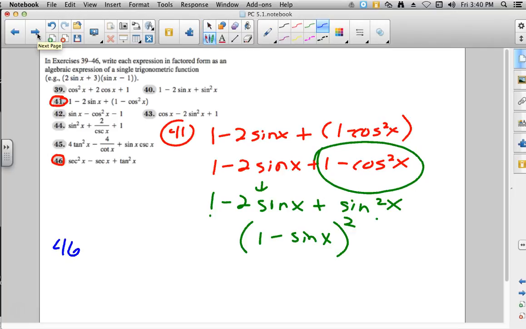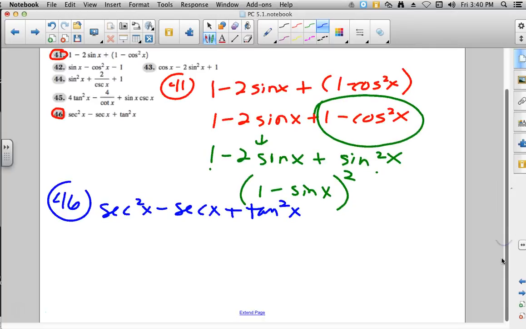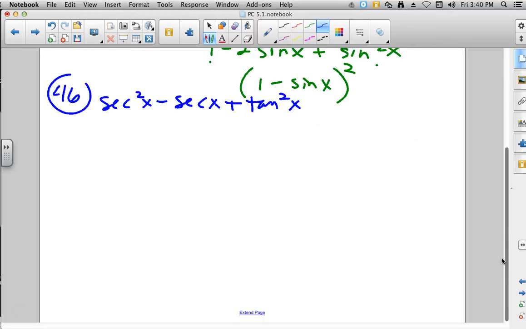46. We have secant squared x minus secant of x plus tangent squared of x. Well, that's too many trig functions for me, and I would much rather just switch the tangent squared x than try to switch the secants, because there's 2 of those.